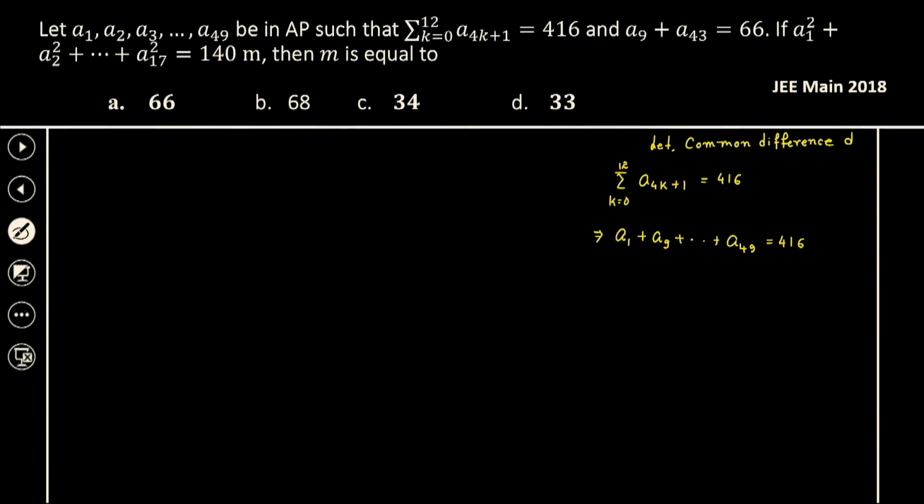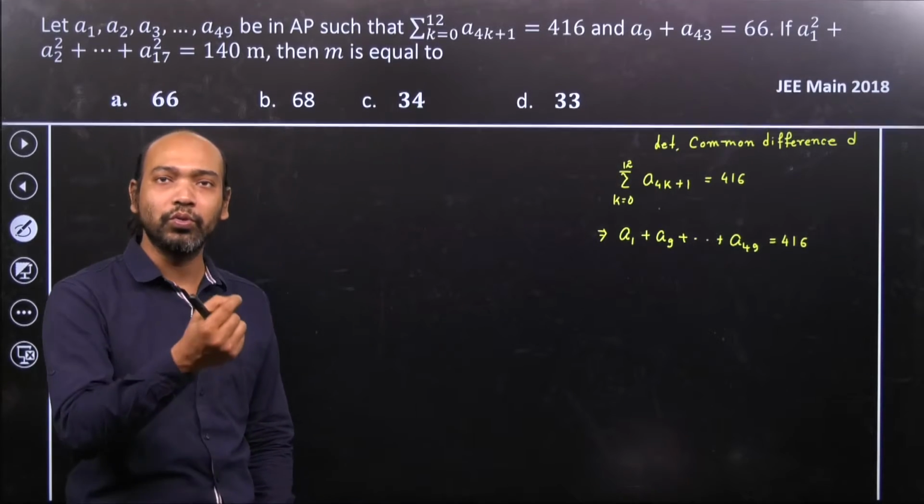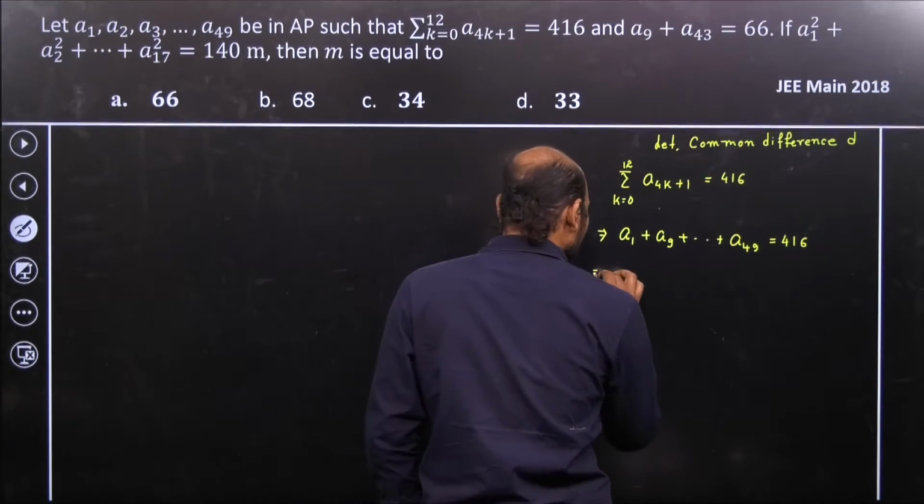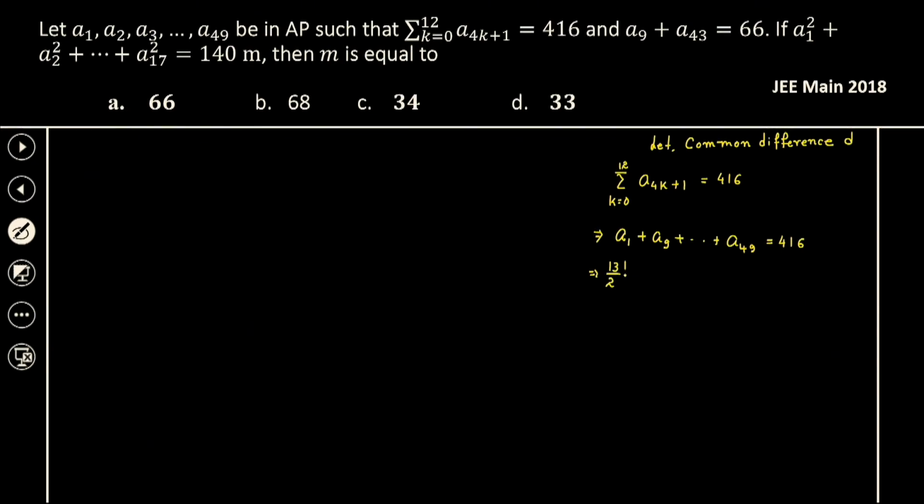Now what is the number of terms? From k equal to 0 to 12, that means 13 terms. So that implies 13 by 2 times (A1 plus A49) gives you 416. And A49 is A1 plus 48D, so 13 multiplied by (A1 plus 24D) gives you 416.